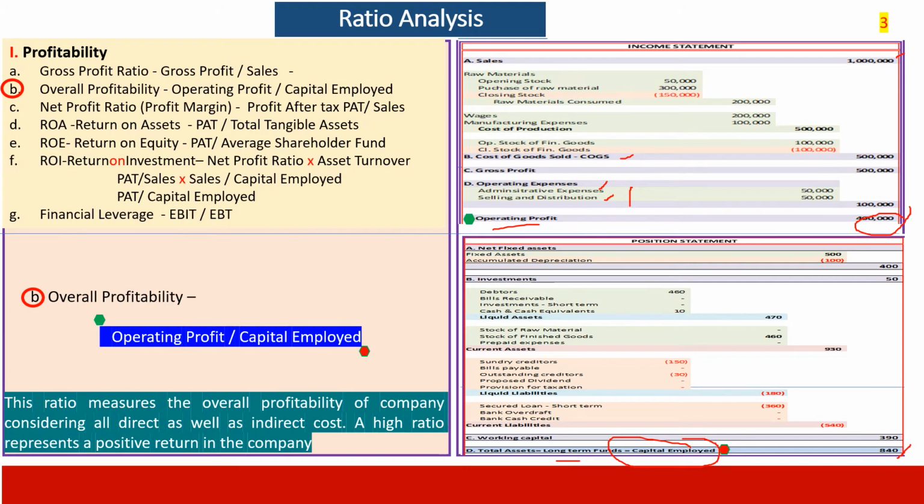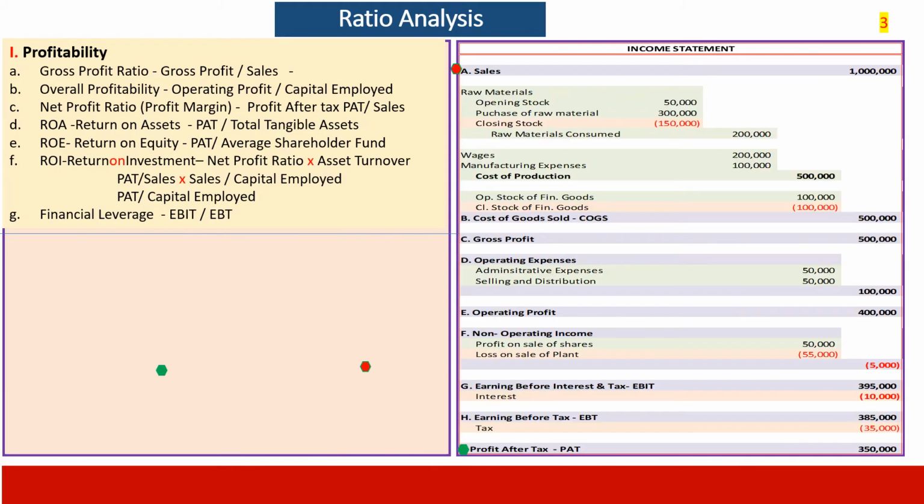And what does it mean? It measures overall profitability of the company. It considers direct and indirect costs. Direct costs, these are indirect costs. What is incurred here as wages, manufacturing and raw material are direct costs. A higher ratio represents a positive return in the company. That is for overall profitability, and we know how to derive it.